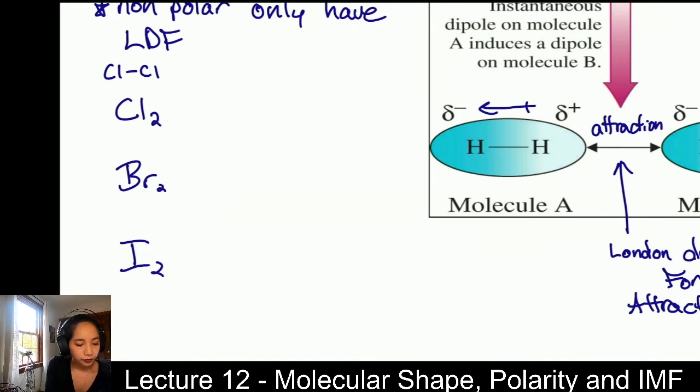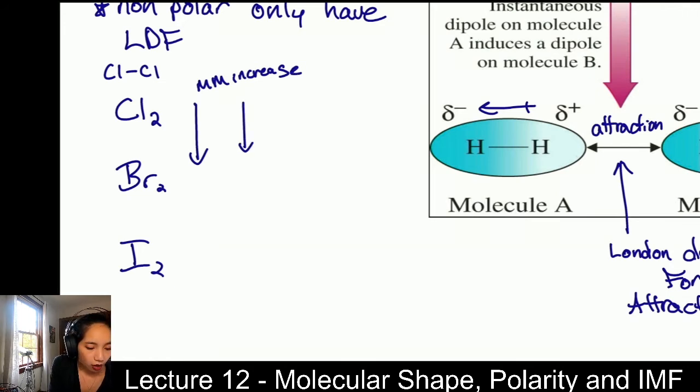They're linear, right? So if you look on the periodic table, I just picked the halogens going down. So going down, from chlorine to bromine to iodine, our molar mass increases. So we would also predict that our London dispersion forces increase, right? Okay, so what does that mean? What do we see when we look at these samples? So again, London dispersion force is just an intermolecular force.